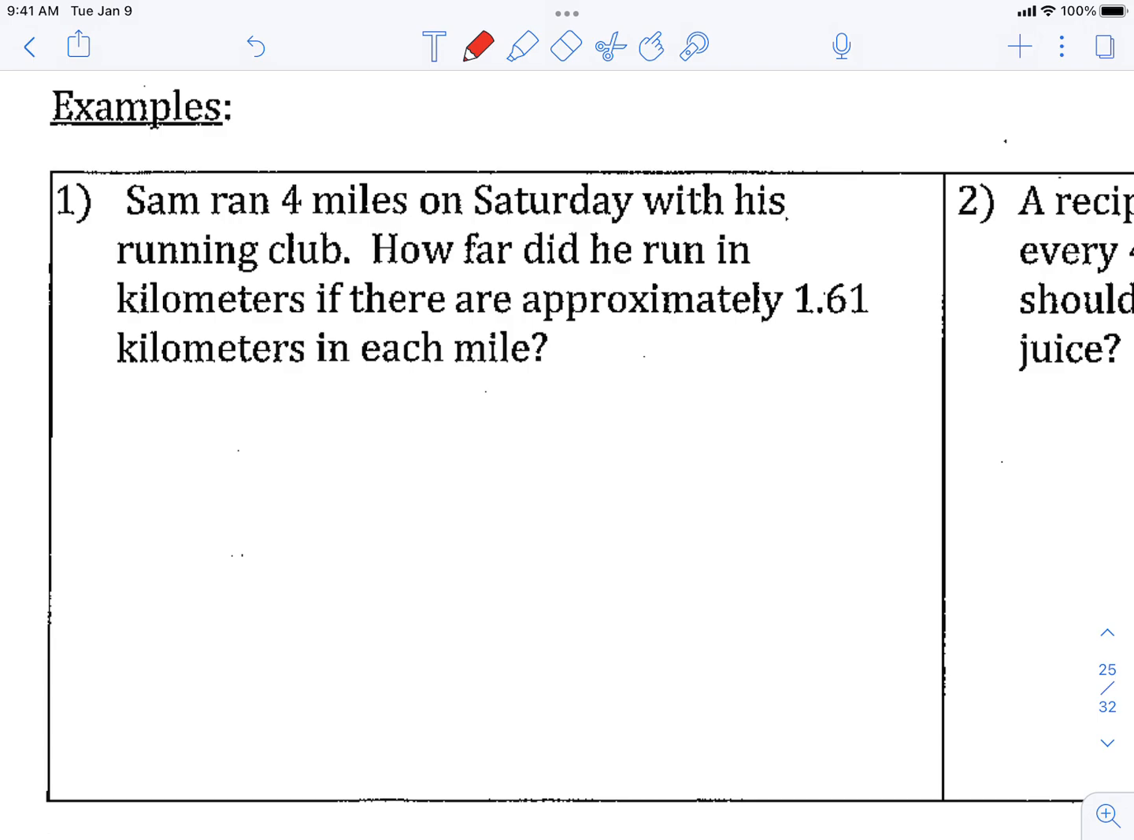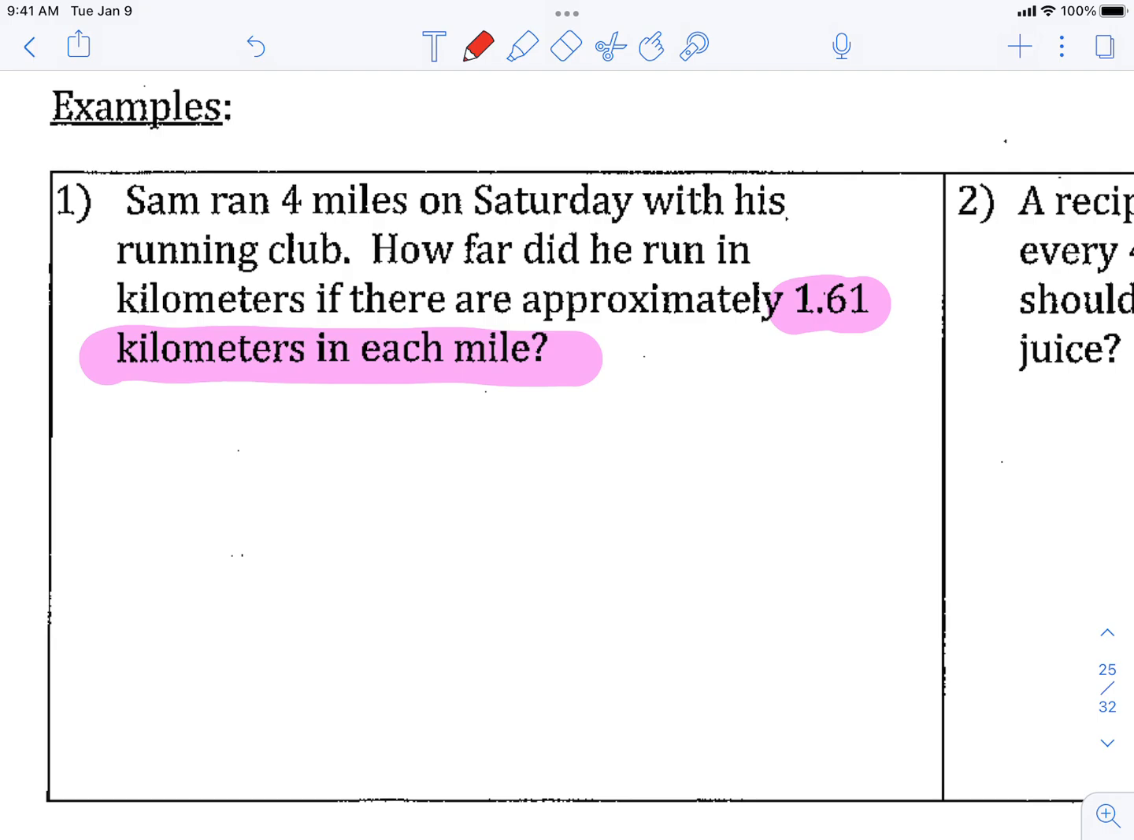So the first number. Sam ran 4 miles on Saturday with his running club. How far did he run in kilometers if there are approximately 1.6 kilometers in each mile? You want to group things together. Hopefully you can see that that is a ratio right there. Remember, with proportions, we need 2 ratios joined by an equal sign.